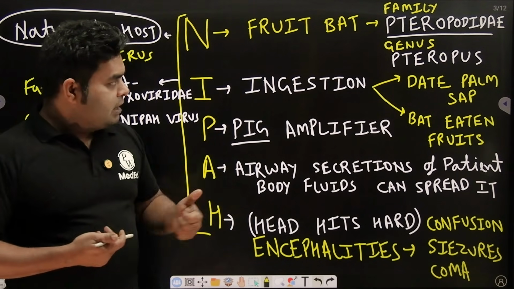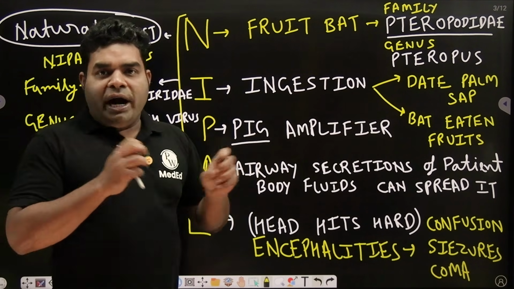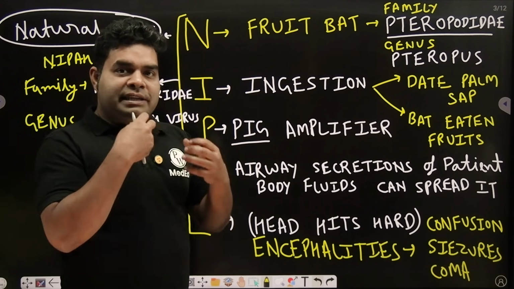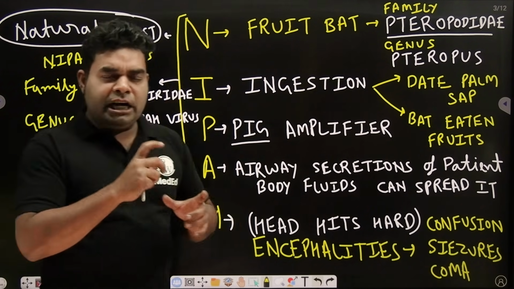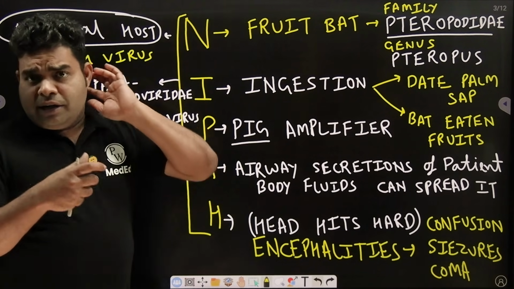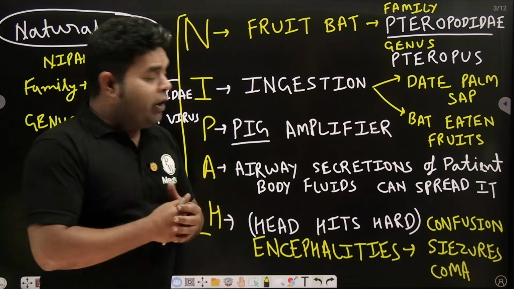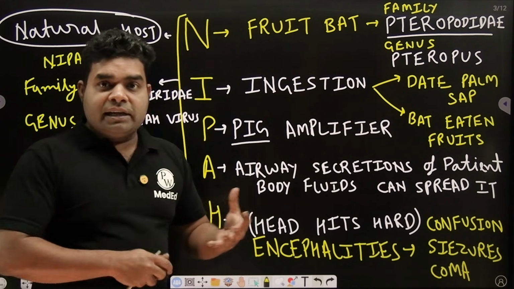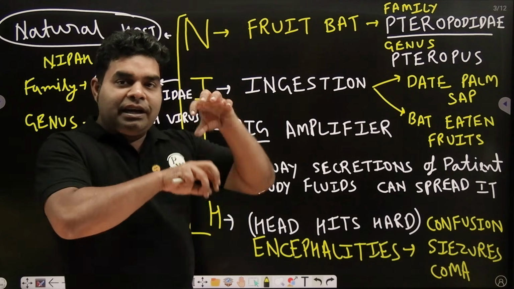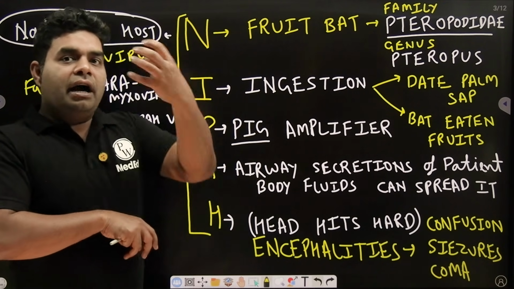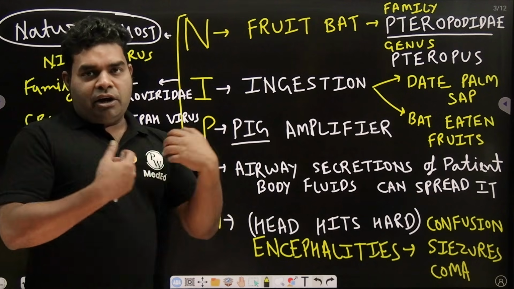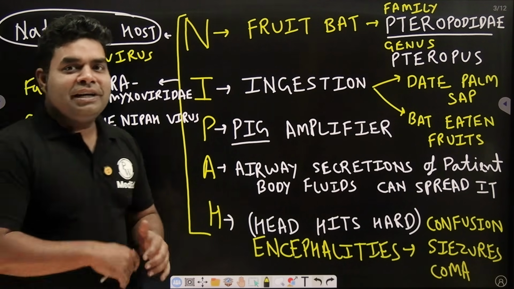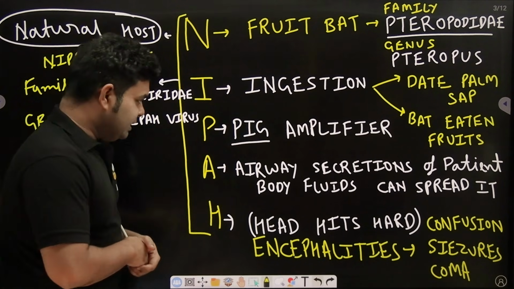Three methods. First method, this fruit bat, while naturally drinking date palm sap, can put some of its secretion or saliva into the date palm sap. Date palm sap is known as tadi or kal in many areas. Toddy also we call it. So this date palm sap can carry some secretion which can infect us. The other method is, if a fruit bat has eaten half a fruit and we are eating the remaining fruit, then we can again have the saliva of the fruit bat in that fruit and we can get the infection. The third method is pigs, which act as an amplifier host, and that can also transmit the infection to us.